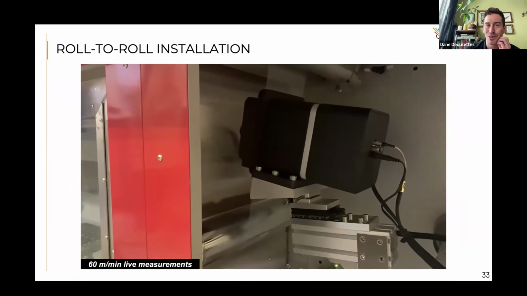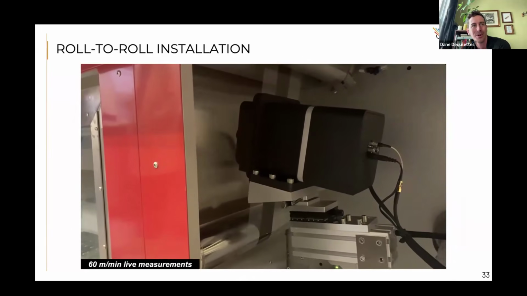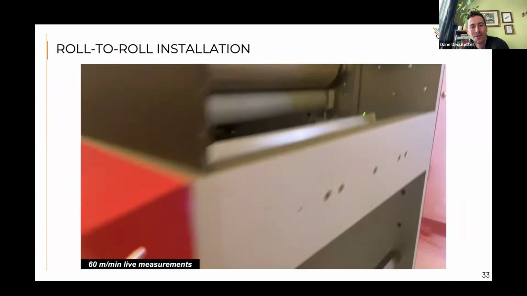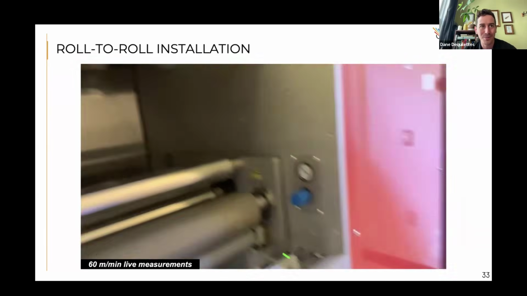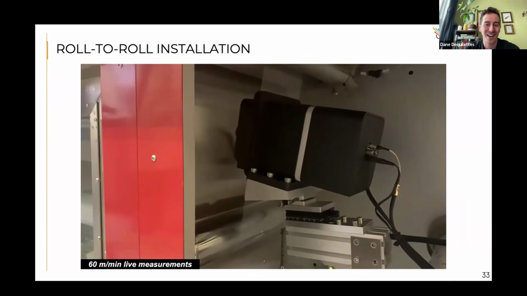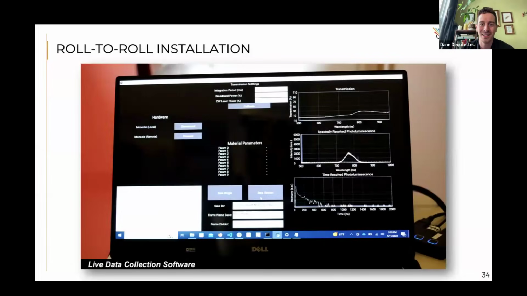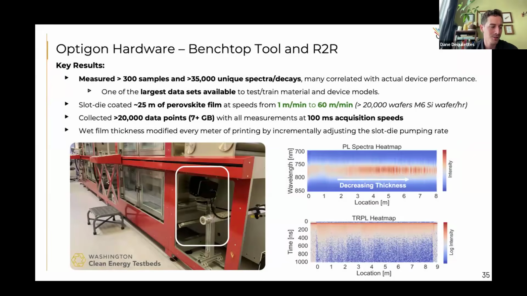Just to give a perspective, most, let's say, inline inspection tools for silicon operate at maybe a few thousand wafers per hour. We're able to measure about 20,000 M6 wafers per hour. So very, very fast speed. And then this is just highlighting, again, this is an older UI, just for demonstrating data coming in real time, which is very exciting. So I just want to summarize the Optigon hardware that we've built so far, both the benchtop tool and the roll-to-roll.